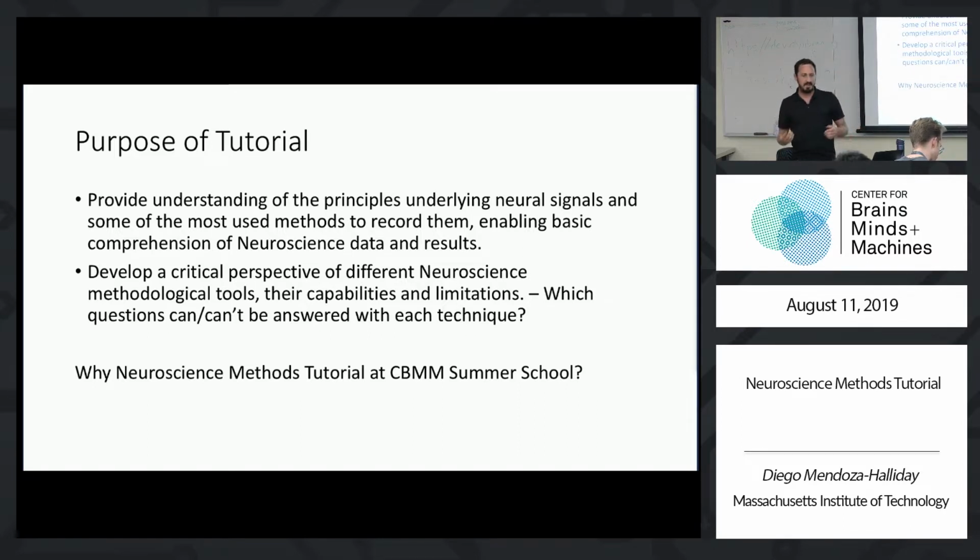And so what I'm trying to explain here is the complexity of the principles underlying neural signals and some of the most used methods to acquire them, and try to explain why this is complex and why the signals don't necessarily look like a lot of people would expect them once they learn about the principles of neuroscience from a book.